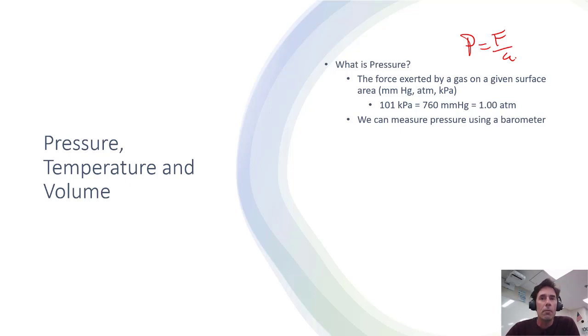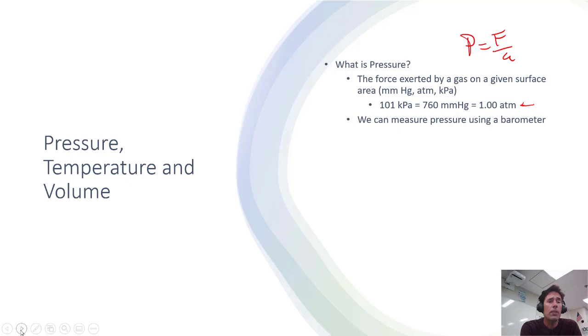We can have ATM, which stands for atmosphere, and we have kPa, which stands for kilopascals. And right here, what you will notice is I have the values set for what they are equal to each other, okay? One way in which we can measure pressure is by using what is called a barometer, and that measures what we call atmospheric pressure. And just so you know, we live under 1 atmosphere, in case you hadn't figured that one out.